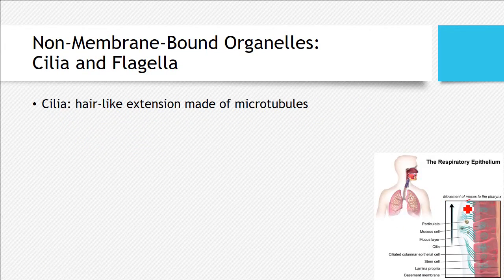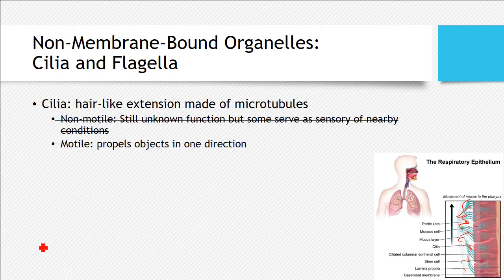Cilia are these hair-like extensions that you see on the top of these cells here, made up of microtubules like we said earlier. Don't worry about the non-motile ones. Those that are motile move. They help project whatever objects are on top of them in one direction. We have this in our trachea to help move mucus and other dirt particles stuck in the mucus up the trachea into our pharynx, so we could either spit it out or swallow it.